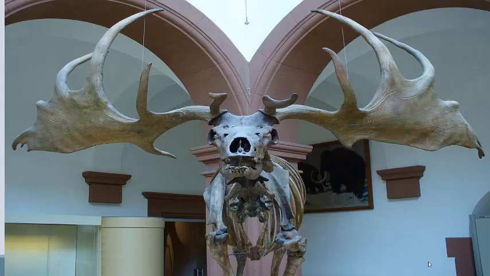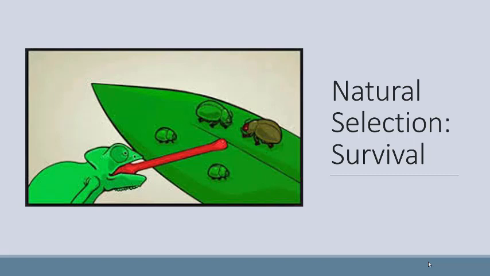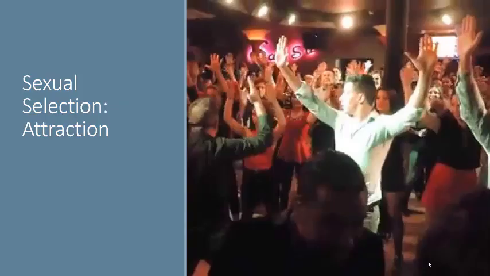If you'll remember, we talked about the Irish giant elk and the formation of the large antlers, which may very well have led to the extinction of the species, and how these males developed these antlers in response to female selection. We contrasted natural selection, which is oriented towards survival, traits that help us survive, with sexual selection, which is all about attracting potential mates.